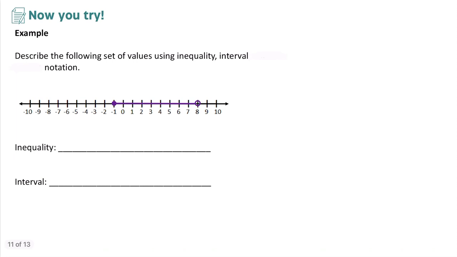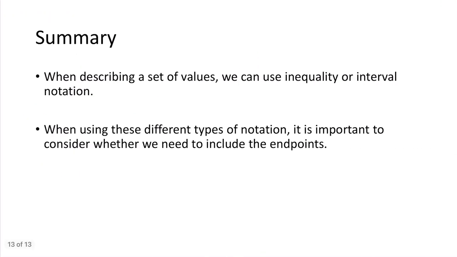Okay, so now you can go ahead and pause the video and try doing this example on your own. So here we have something that starts off at -1, so we do -1 less than or equal to x, and then less than 8. In interval notation, that's going to look like -1 square bracket and going all the way to 8 with an open parentheses. So when describing a set of values, we can use inequality or interval notation. And when using these different types of notation, it's important to consider whether we need to include the endpoints.